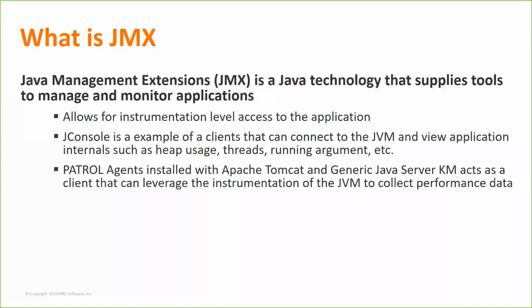What is JMX? Well, JMX is an interface into the Java that allows for interaction and gathering data from the Java process. There are multiple tools that you can use. One of the common tools is the JConsole, which is provided in the Java SDK. In this instance, we're going to be leveraging the Patrol agent as the client using the Apache Tomcat and generic Java server KM to pull the data from the instrumented JVM so that we can graph that data and we can actually alert off of that.